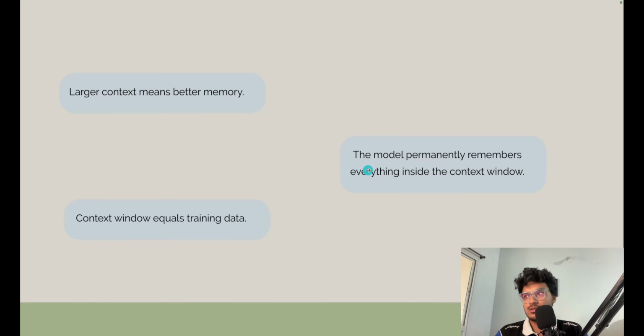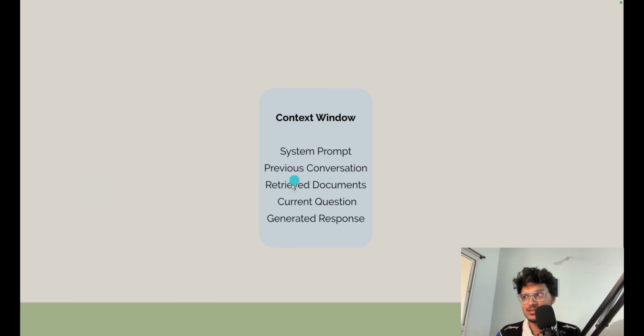There are also some myths. Largest context window means better memory? No, definitely not. Does the model permanently remember everything inside the context window? No, because once the request is done, it will be just vaporized. So this is also a myth. Context window equals training data? Definitely no, because the context window is a different thing, as we have already seen. This whole thing makes up the context window, and training data is something different.